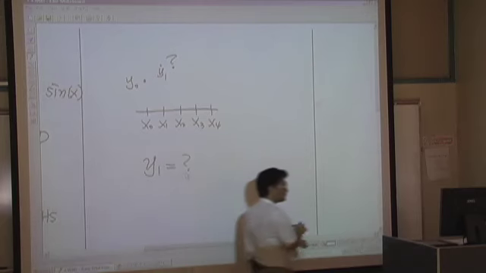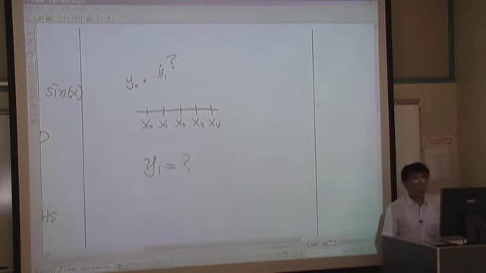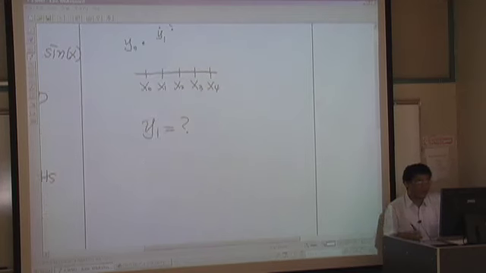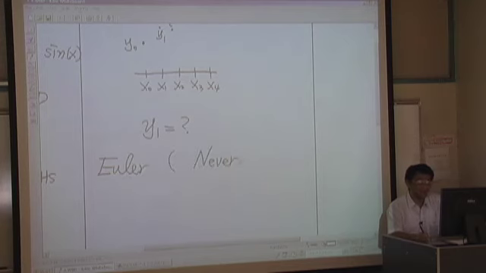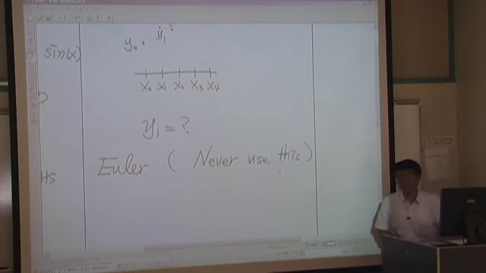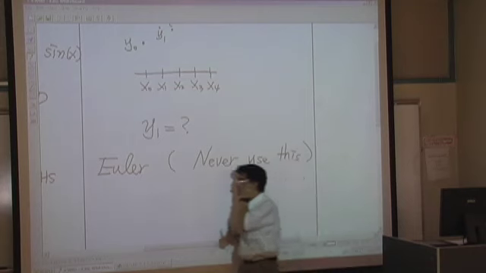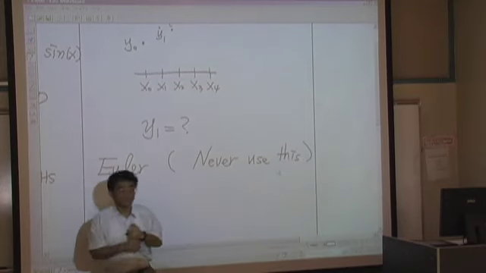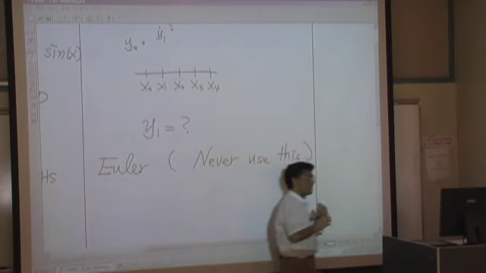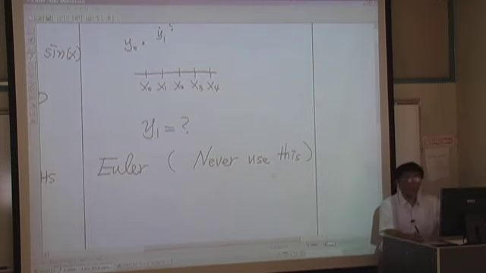Then Euler used this idea. But what I want to say is this one, never use Euler to solve a problem. Because this result is terrible. Never use this, but I will let you know why this is considered.